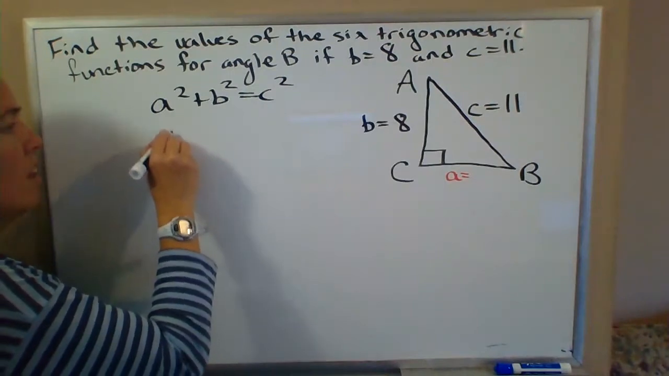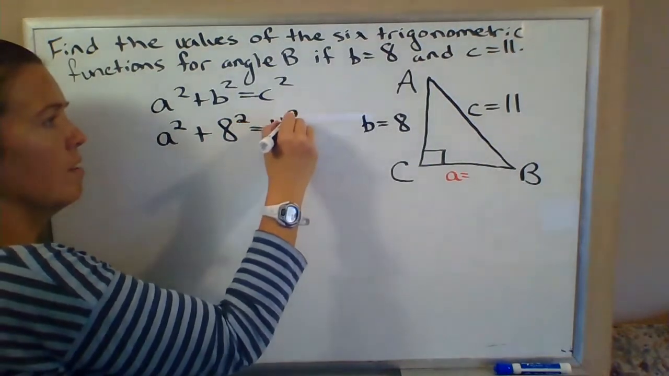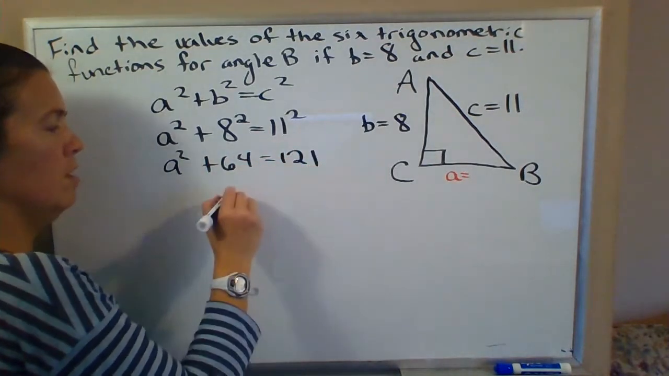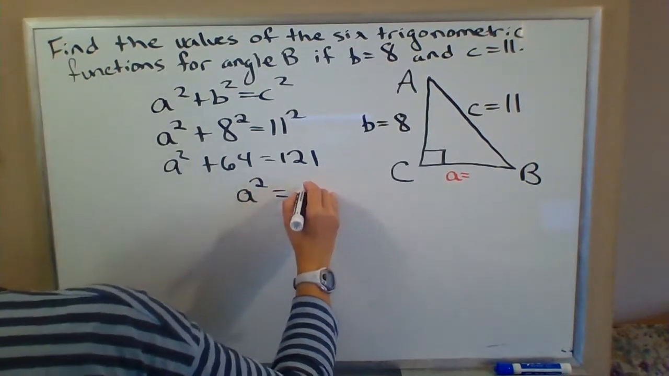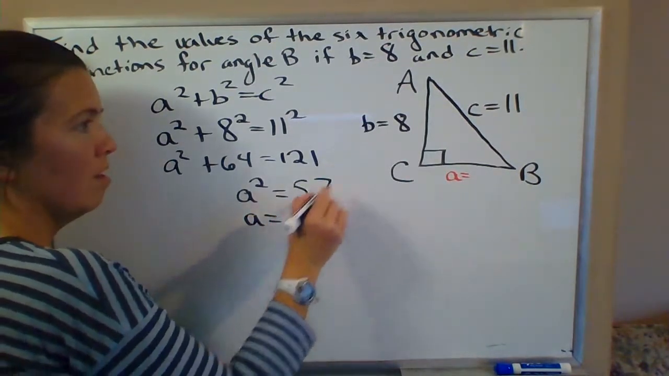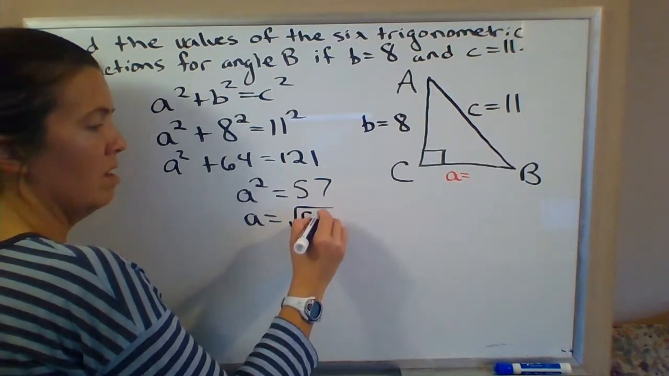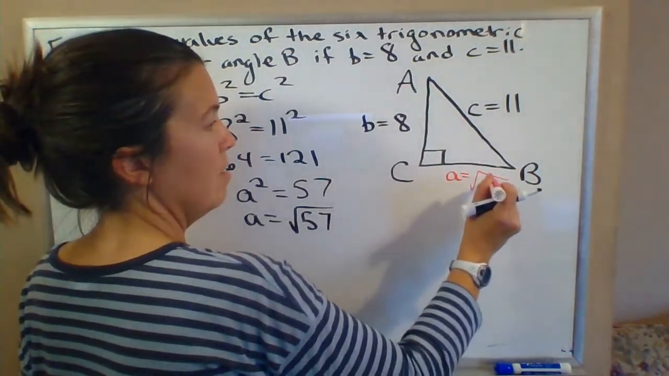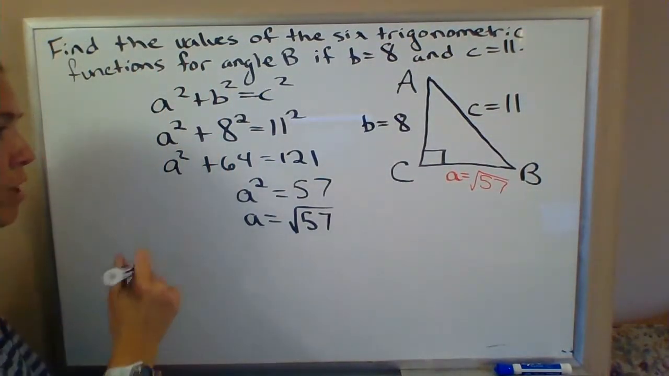So in this case, a is our unknown, b we know is 8, c is 11. So a squared plus 64 equals 121. And so a squared is equal to 57. a is the length of a side, so we should take the positive root. Take the square root of both sides. We take the positive root as our length for side a. So now we have a is equal to the square root of 57. Now we can start cranking out values of the trig functions.